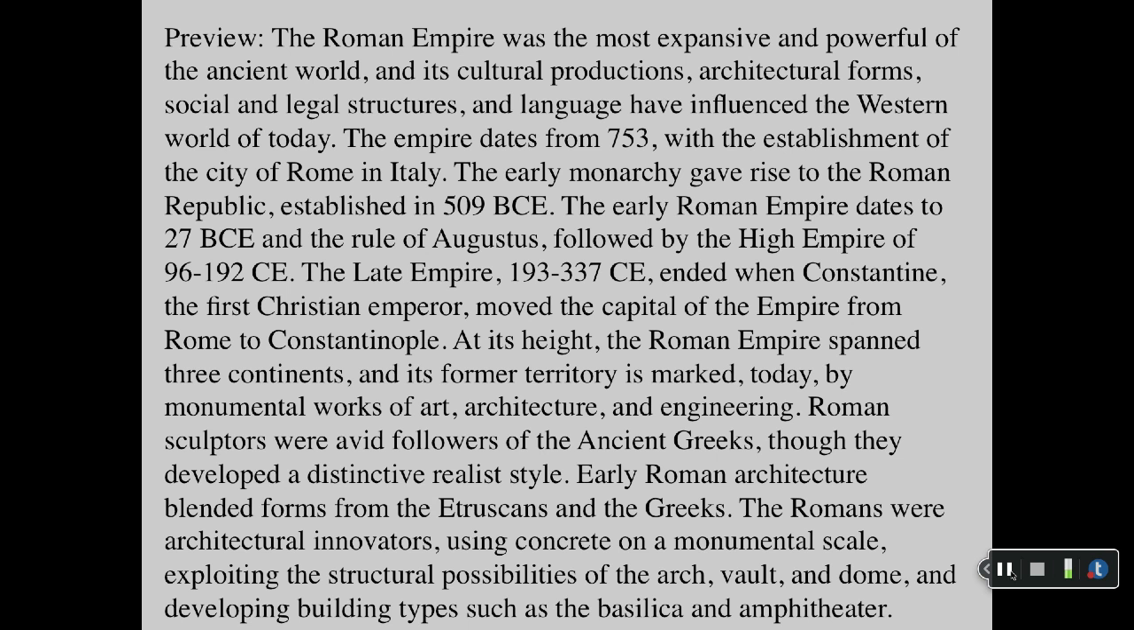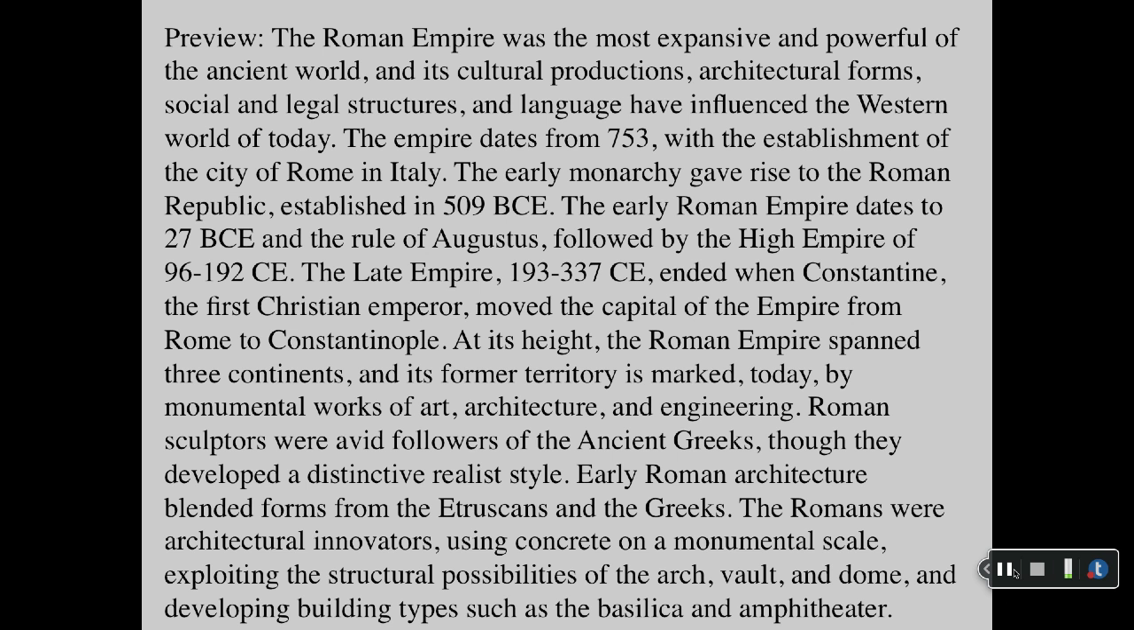The early Roman Empire dates to 27 BCE and the rule of Augustus, followed by the High Empire of 96 to 192 CE, Common Era. The Late Empire, 193 to 337 CE, ended when Constantine, the first Christian emperor, moved the capital of the empire from Rome to Constantinople. At its height, the Roman Empire spanned 3 continents, and its former territory is marked today by monumental works of art, architecture, and engineering.